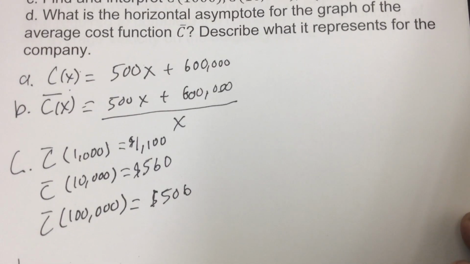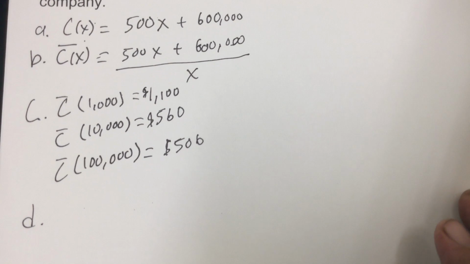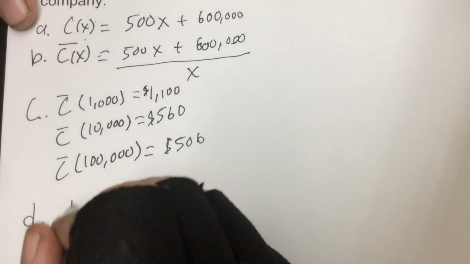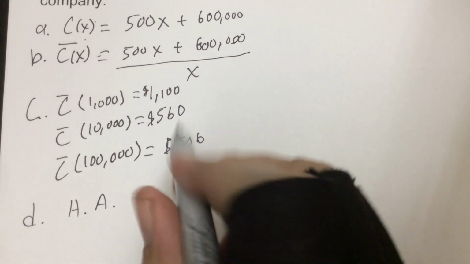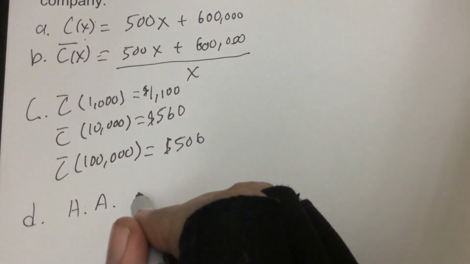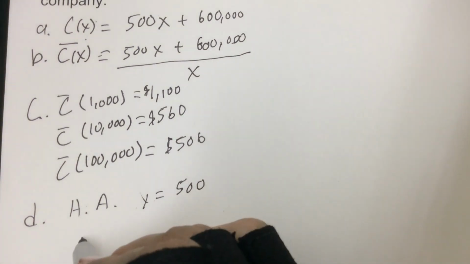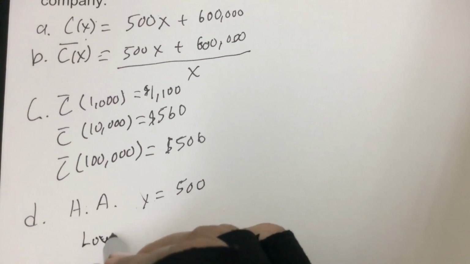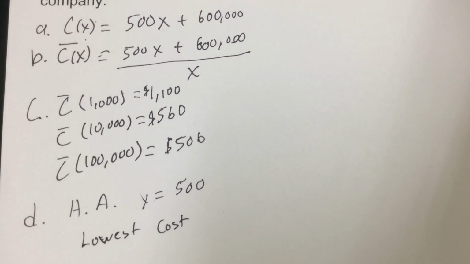D. What is the horizontal asymptote for the graph of the average cost function, C with line above it? Describe what it represents for the company. So really, this is going to be the exact same. Obviously, it's the horizontal asymptote. It's going to be the 500x over x, which is 500. So y equals 500. Again, that's that lowest cost. So again, the more you produce, the closer you're going to get to it.